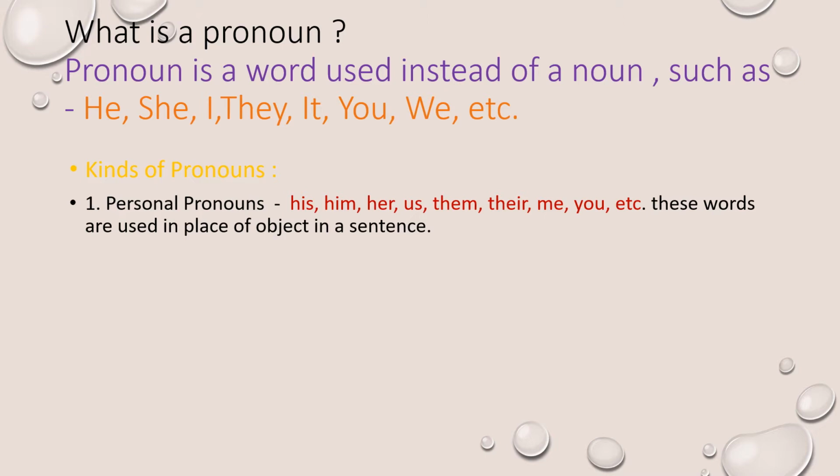Now you know what is a pronoun. In that, first it is personal pronoun. Personal pronoun means, see here, words given in a red letter: his, him, her, us, them, their, me, you, etc. These are the personal pronoun words. These words you can use in place of object in a sentence. Understood? For example, if there is a he, sentence begins with he, then you can use his, him. If there is a she, with that she, you can use the personal pronoun her.